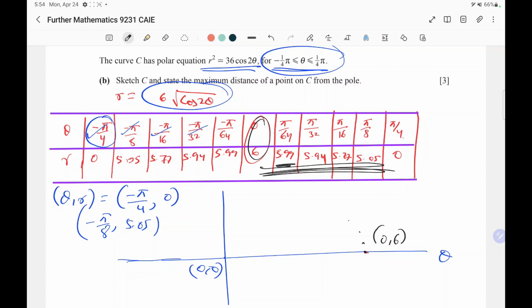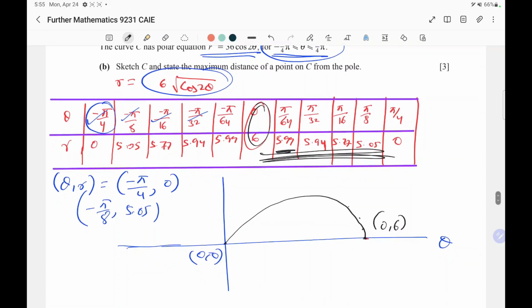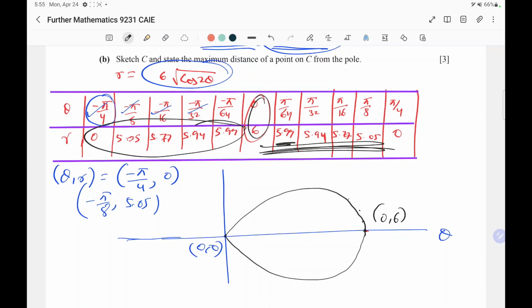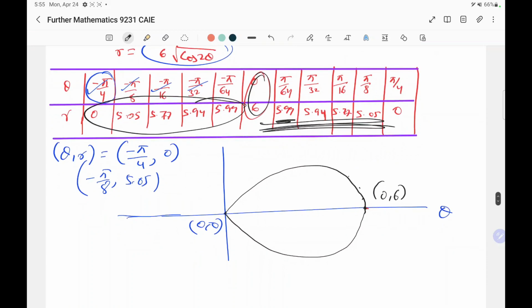Pi by 4, when theta is pi by 4, then r is 0, so here. It means your curve should be like that. Okay, now it is symmetrical, or you can follow these. You will get this. Okay, so this will be your curve. That's how you can get it.